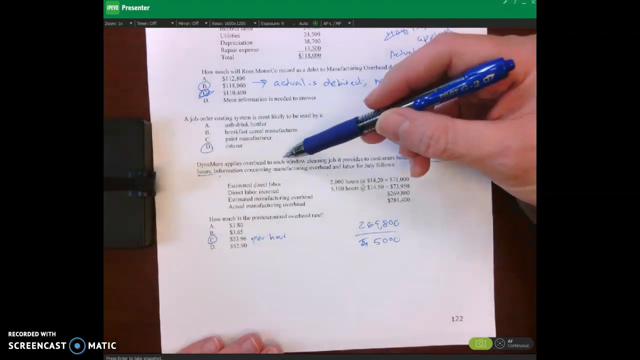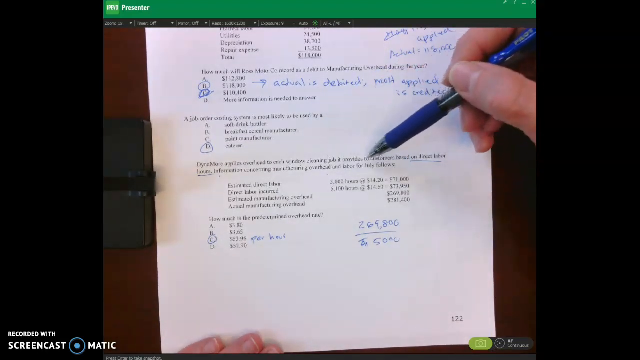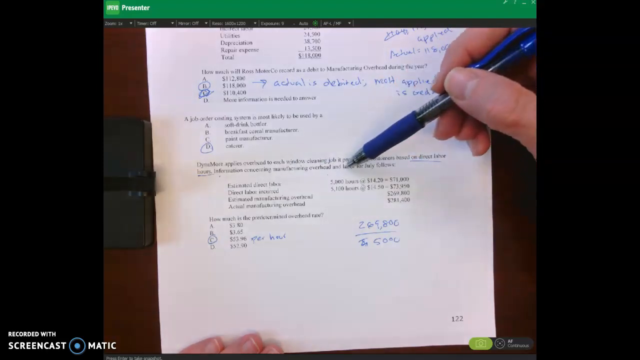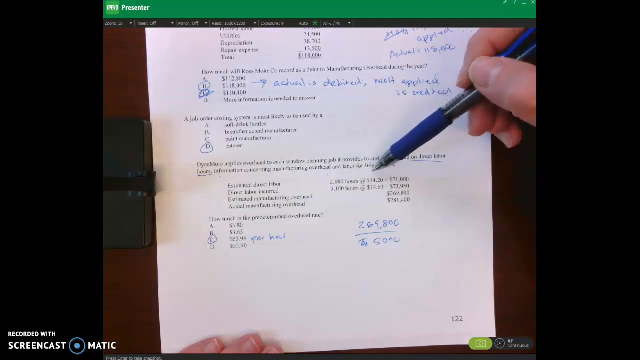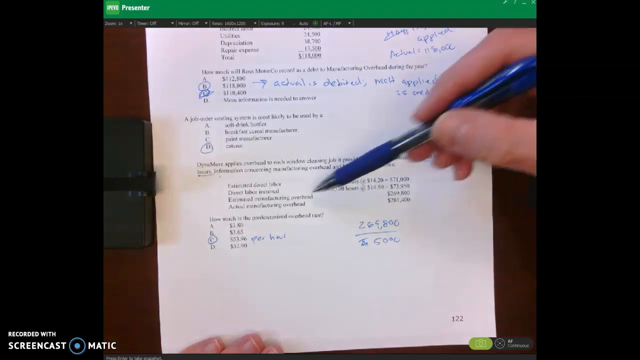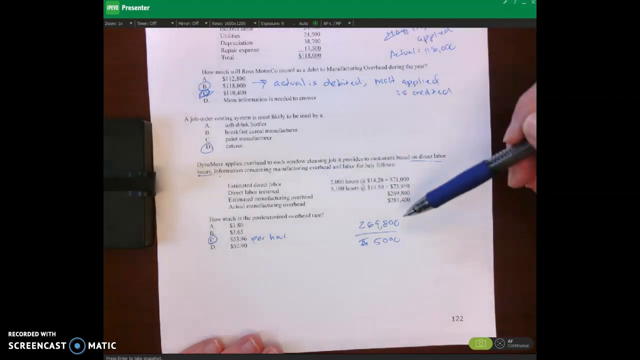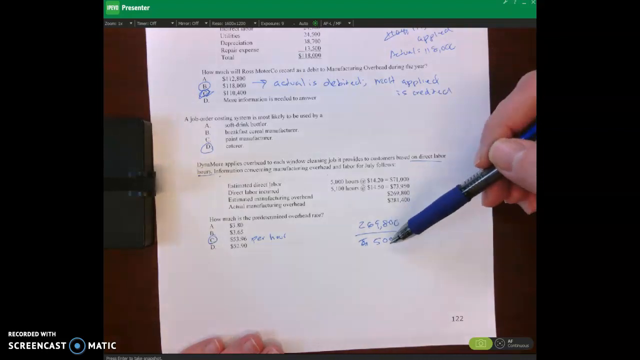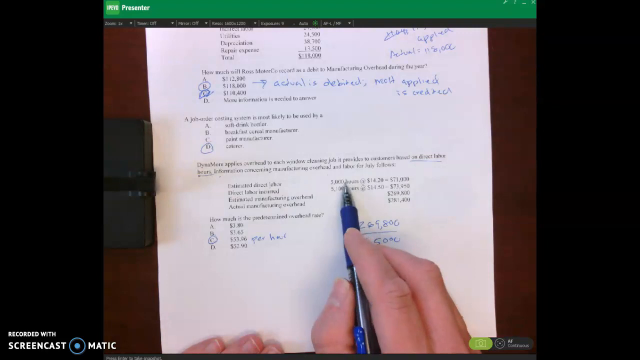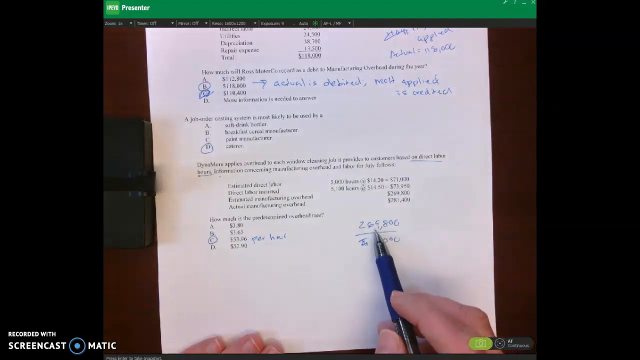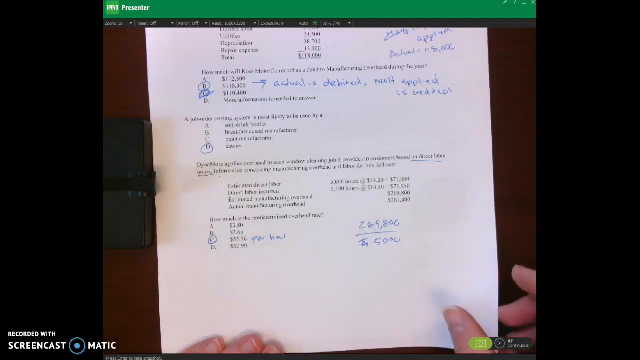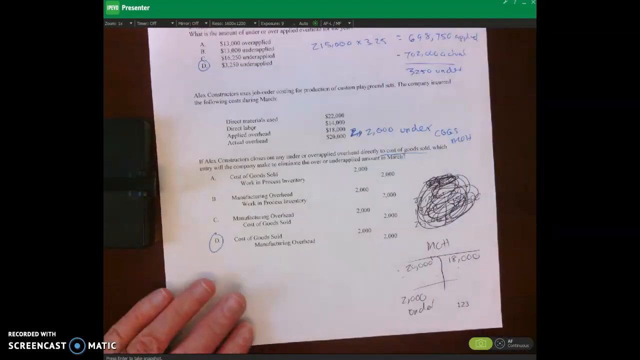Our company applies overhead to each window cleaning job it provides based upon direct labor hours. Information concerning manufacturing overhead and labor for July is as follows. We have our estimated labor, 5,000 hours, and our estimated overhead. The rate is estimated overhead divided by estimated allocation base, and our allocation base is direct labor hours, 5,000 hours. So we take our 269,800 divided by 5,000, which gives us our 53.96 per hour.